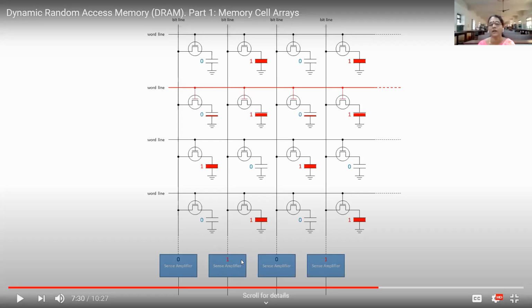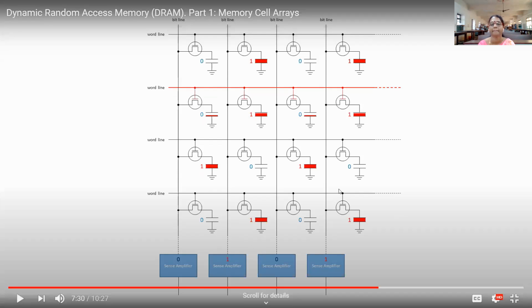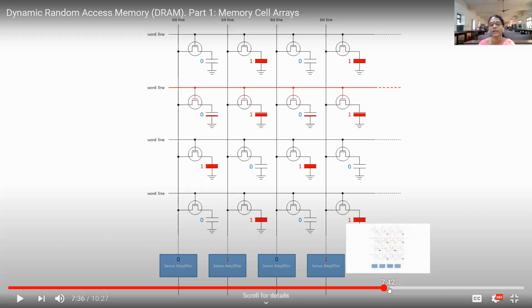Is it clear? How we can read what is the value of this sense amplifier? Okay. What next? How to write into the cell.